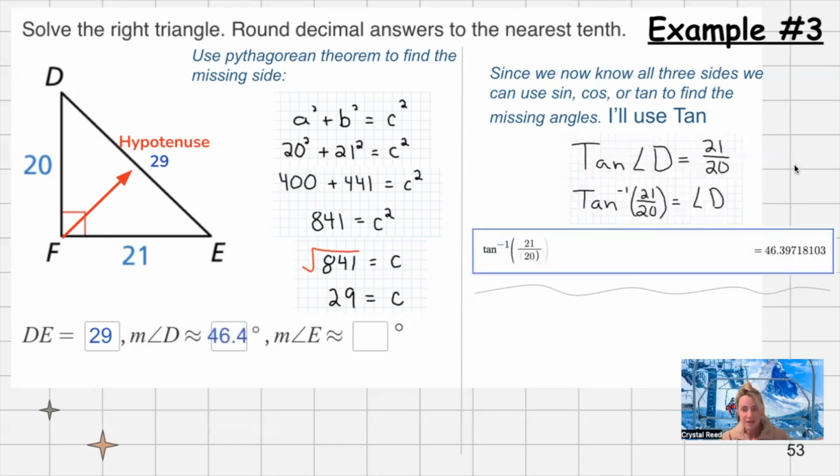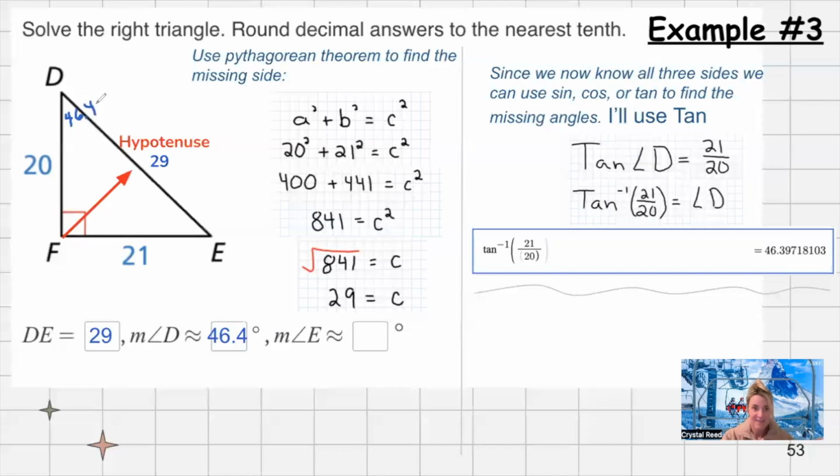Screenshot of what I typed right in there to Desmos. Inverse tan of 21 over 20. We get 46.39. So about 46.4 degrees is the measure of angle D. We're almost there. I did not write that one in. I probably should. Let's go ahead and write this in for angle D, 46.4 degrees. Look at that. We have all three sides and we almost have all three angles.